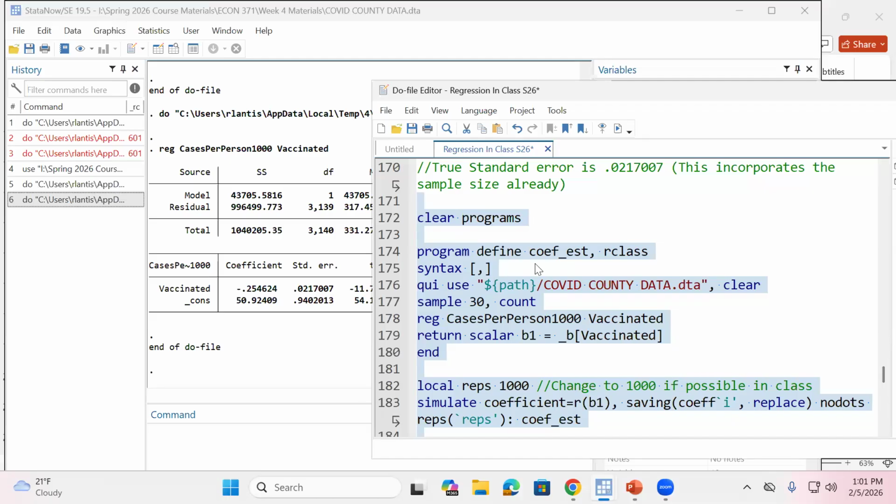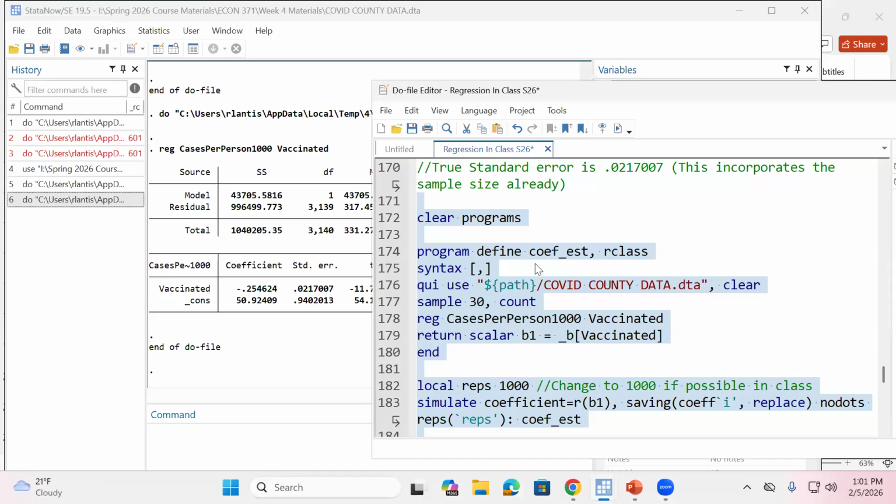What should they be centered around? Just like the sample mean, if I take enough samples, the distribution should be centered around the true population mean. So my sample coefficients, if I take enough samples, should be normally distributed around the true population coefficient, which we said we had from the population data originally. We know it was like what, negative 0.25.